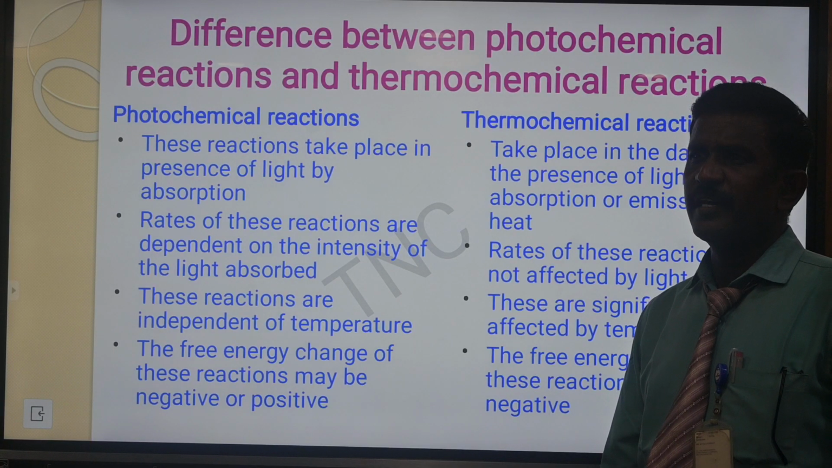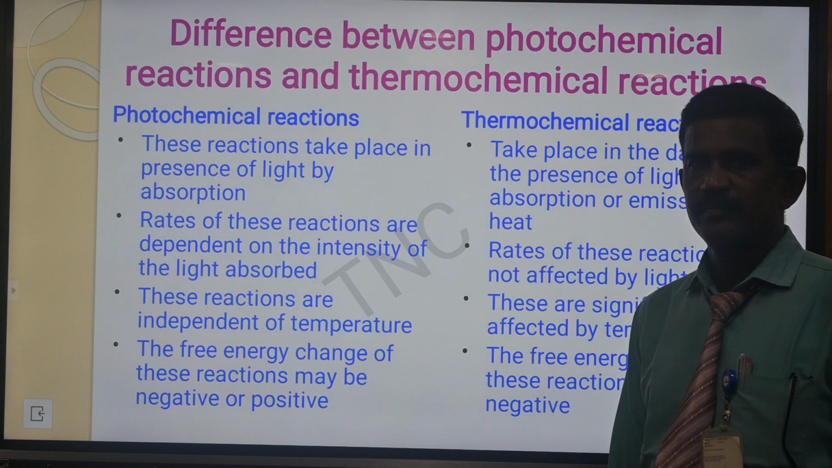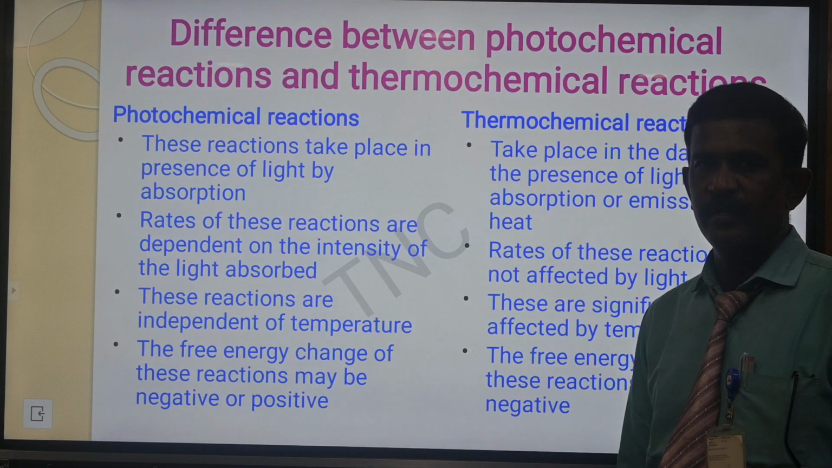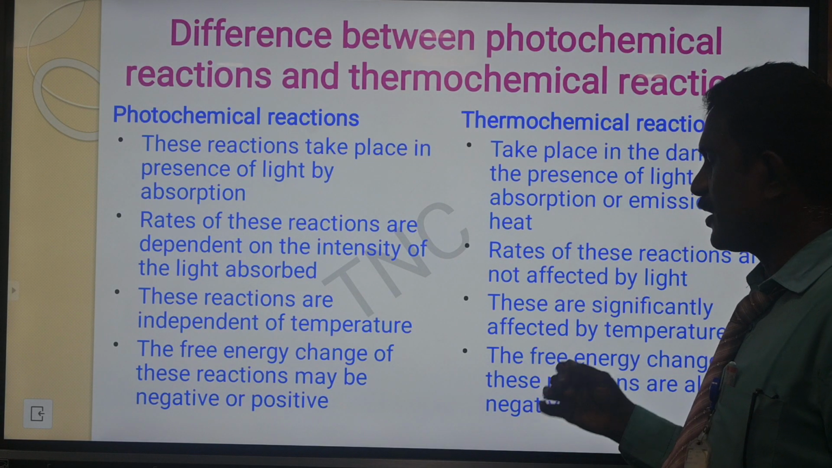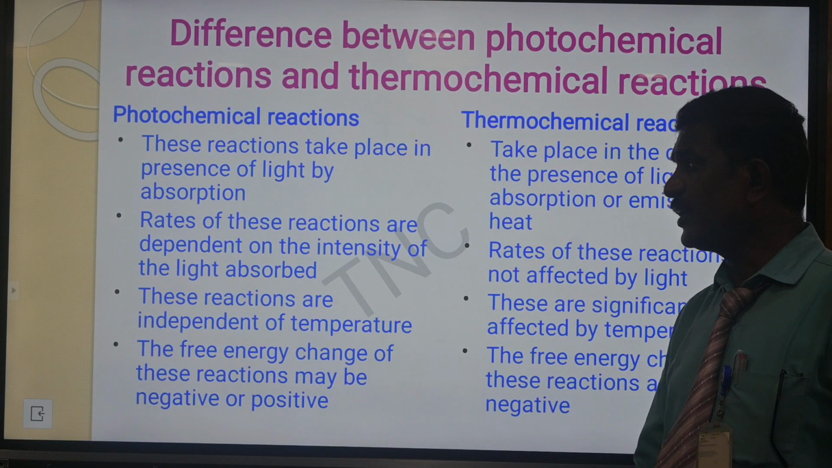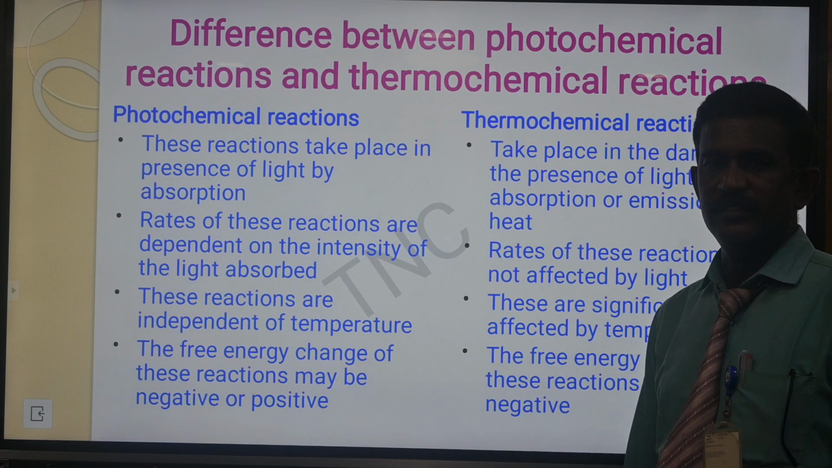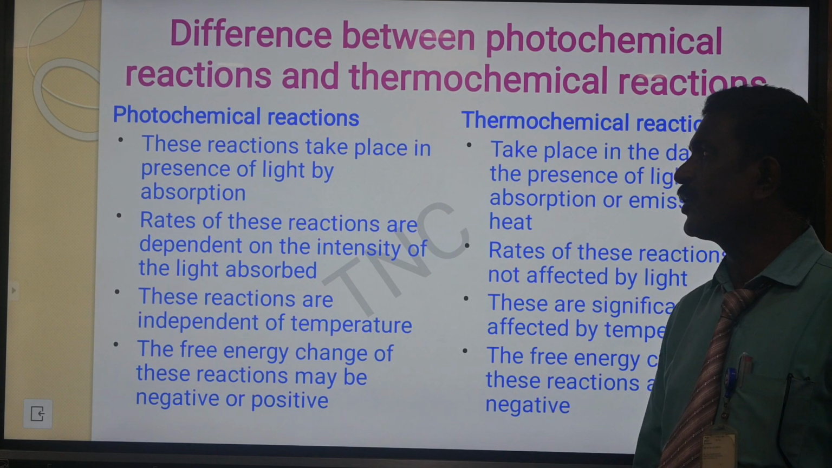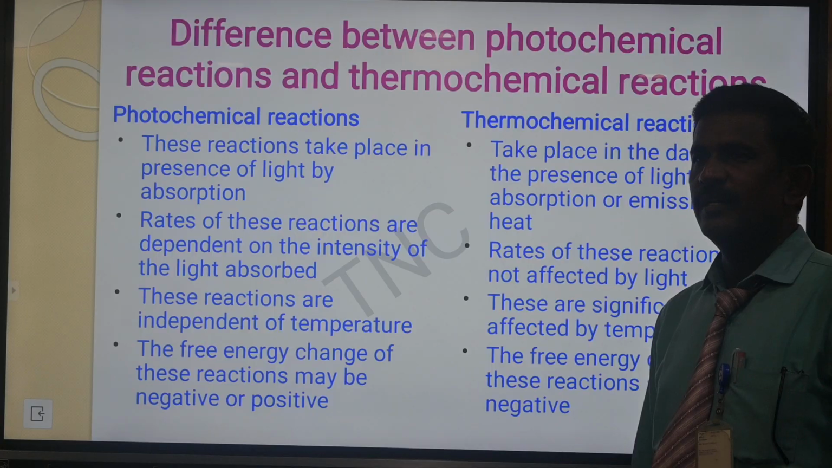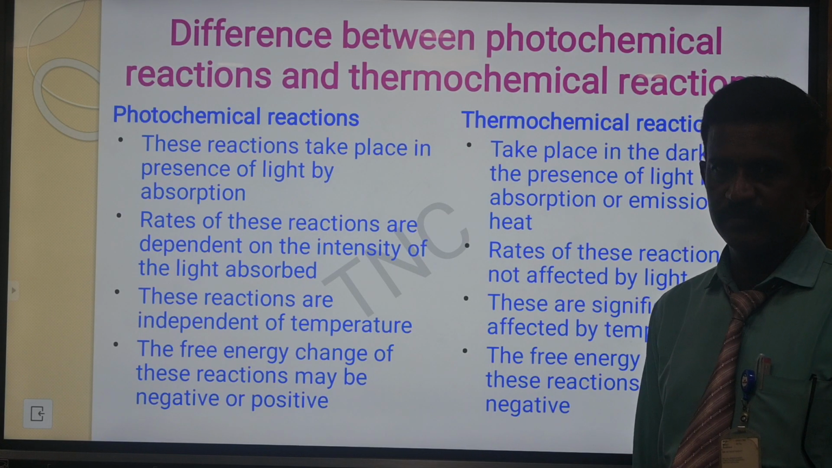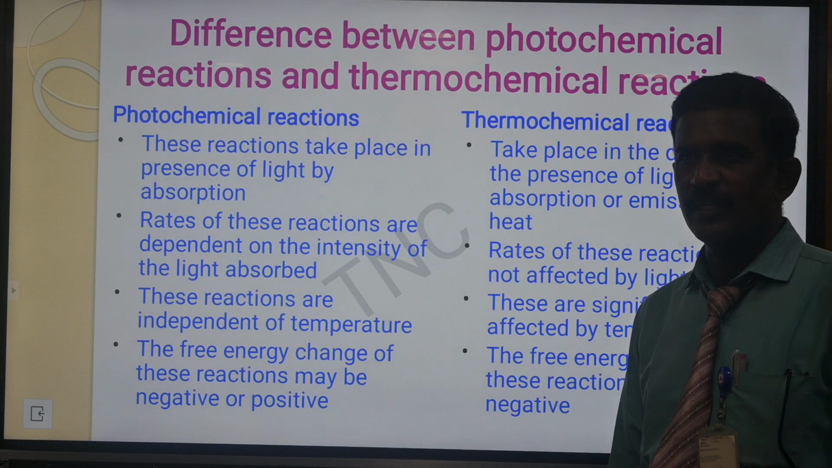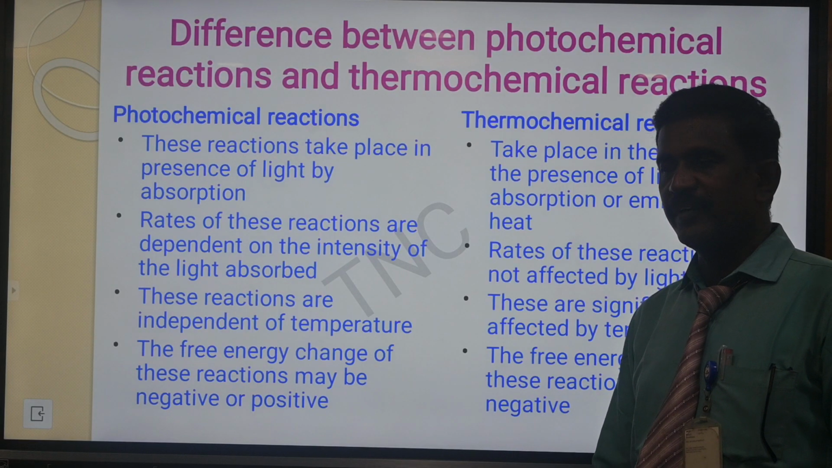Then the photochemical reaction is independent of temperature. That is, the rate of the reaction is not affected by heat energy in case of photochemical. Whereas in thermochemical, the reaction depends on the temperature. If you change the temperature, the rate of the reaction may be increased or decreased. Then the final difference, which is a very important difference between photochemical and thermochemical: photochemical reactions can have either positive delta G or negative delta G, right? What is this delta G? It is the free energy change.